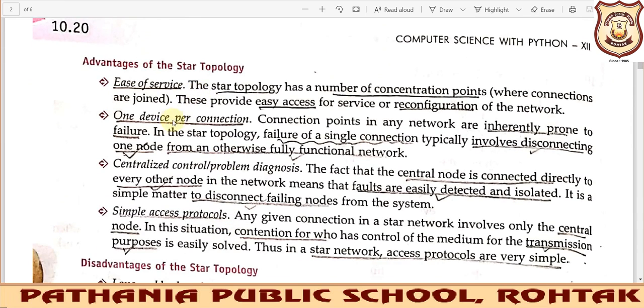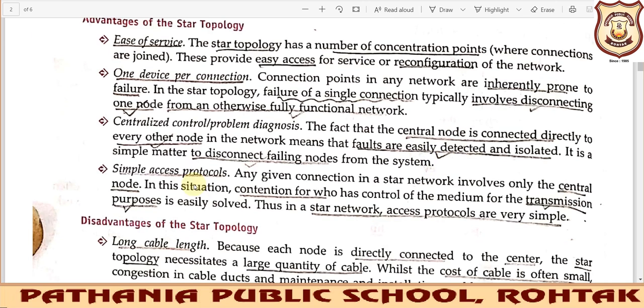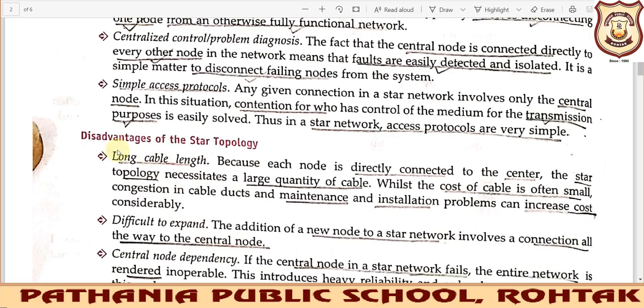Service is easier. Device per connection: every device has an independent connection with the central node. So the detection or fault isolation is very easy. Now, simple access controls are there, meaning there is no complication as such. If a node or a computer wants to communicate with the server directly, it has to approach the server only, because the server is the central node that is taking care of all the other nodes or computers that are connected to it. So what are the disadvantages?